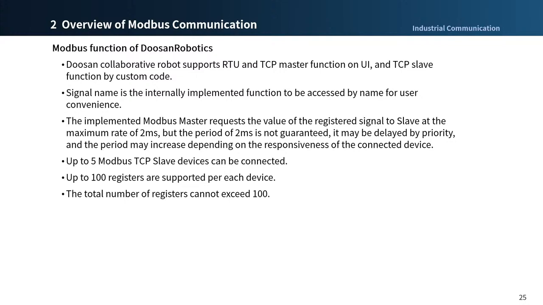In the case of master function, up to 5 slave devices can be connected, and 100 signals can be registered for slave, and up to 100 signals registered in 5 slaves are possible. So, if you register 100 registers in only one device, then you cannot connect to any other device, because you are already over the total number of registers.